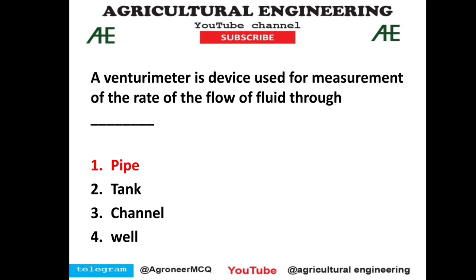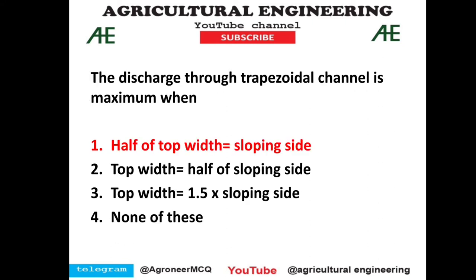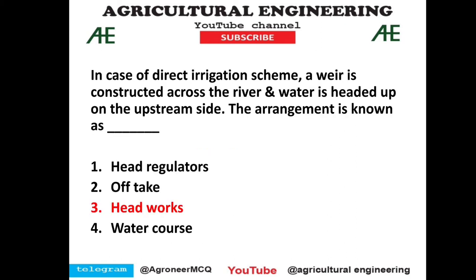A venturimeter is a device used for measurement of the rate of flow of fluid through a pipe. The discharge through a trapezoidal channel is maximum when half of the top width is equal to the sloping side. In case of a direct irrigation scheme, a weir is constructed across the river and water is headed up on the upstream side. The arrangement is known as headworks.